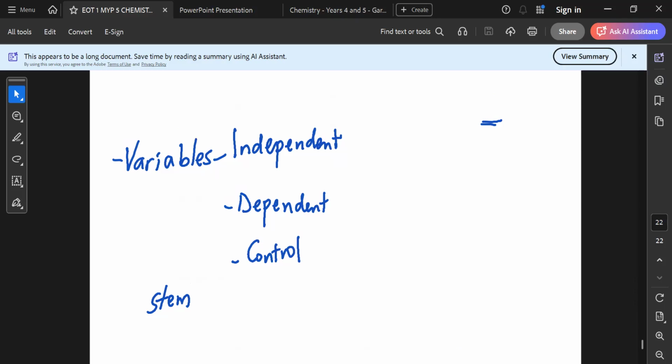Also, the variables could come from what we call the research question or the research statement. We shall be seeing this shortly as we move on. It can either be a research question or it can be a statement.